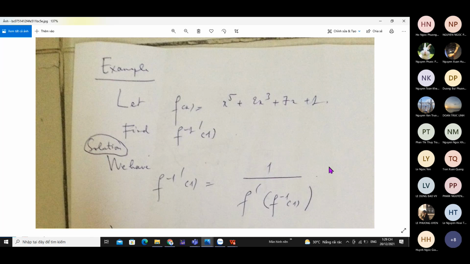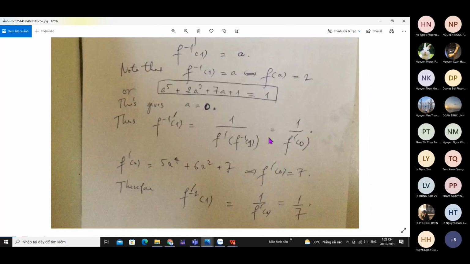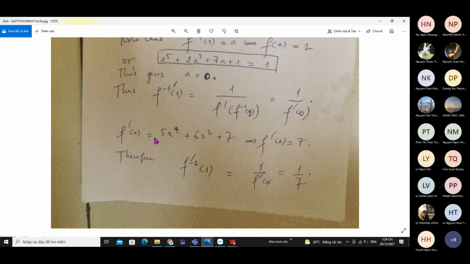Okay. Now I give you the answer for this question. What is the derivative of the function f? Now look. F prime of x gives you 5x to the 4 plus 6x squared plus 7, right? It means that f prime of x is always positive, right? Exactly here, f prime of x is always greater than or equal to 7, right?